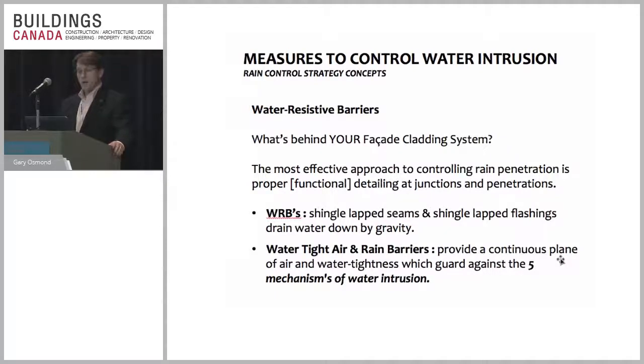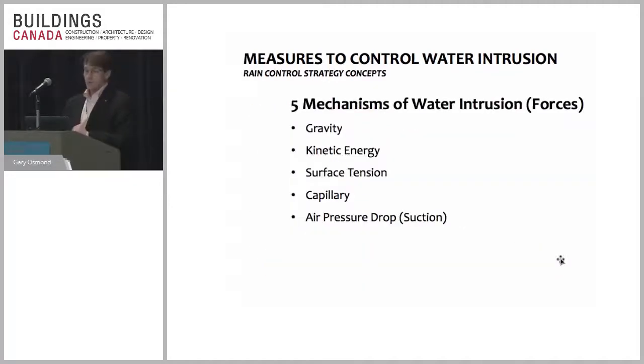Water-resistant barriers are shingle lap seams, shiplap flashings, because we know about gravity and water is going to go straight down. But we have to understand what we need on these buildings is watertight air and rain barriers, because it's the mechanism that will provide us a continuous plane of air tightness to guard against the 5 mechanisms of water intrusion. Once again, the animation on this stuff was great.